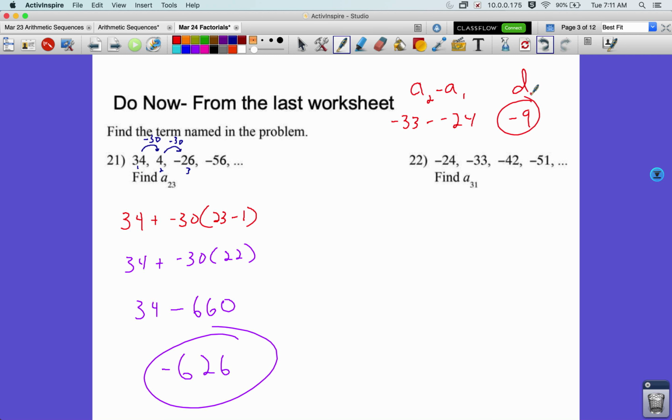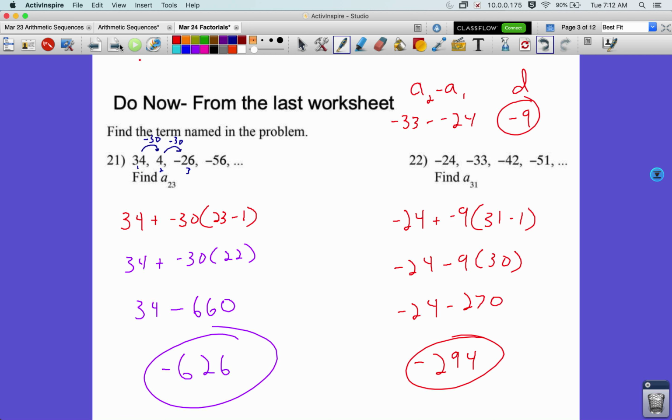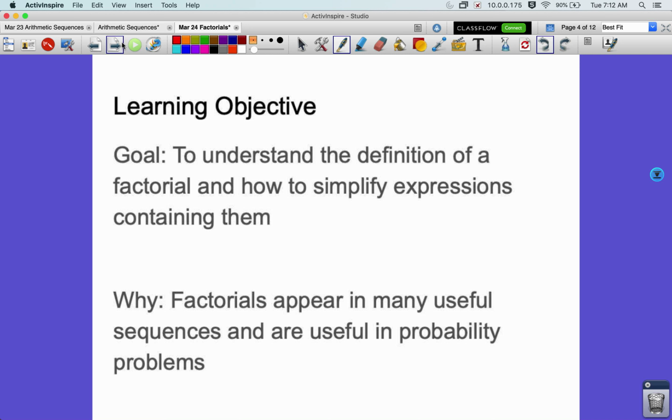So that's my d. So now I can do my first term plus my common difference times the term number we want minus 1: negative 24 minus 9 times 30, negative 24 minus 270, which should be negative 294. Okay, so that's a little recap of arithmetic sequences.